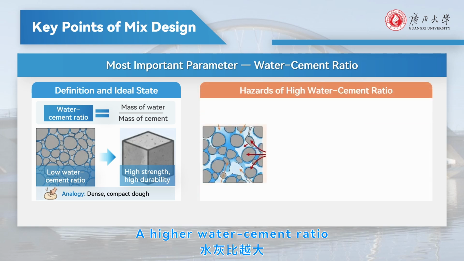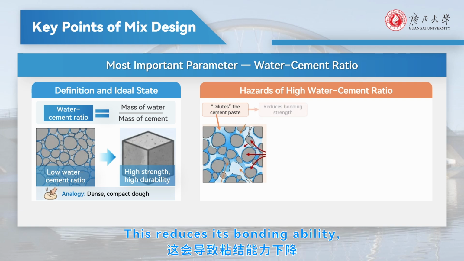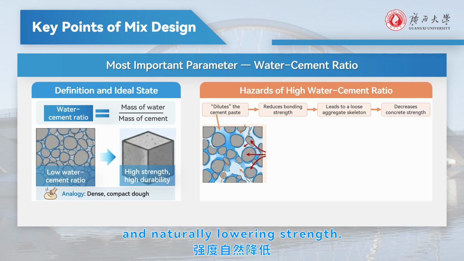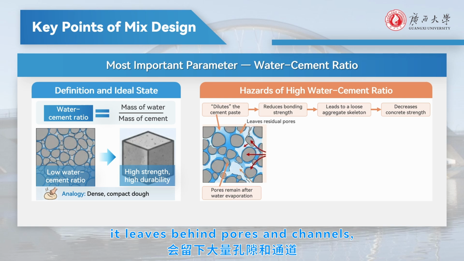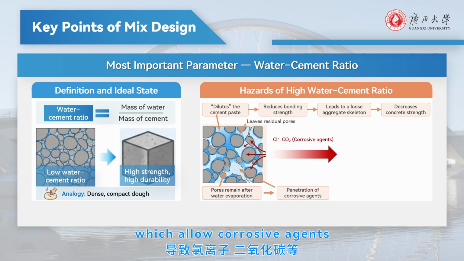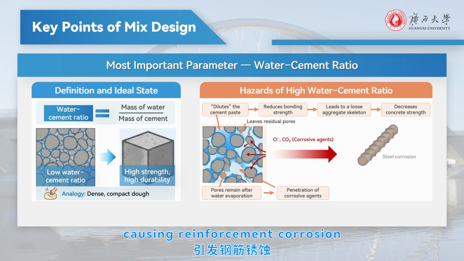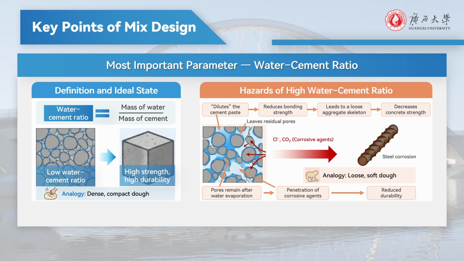A higher water-cement ratio means the cement paste is more diluted. This reduces its bonding ability, making the concrete skeleton less dense and naturally lowering strength. At the same time, when the excess water evaporates, it leaves behind pores and channels, which allow corrosive agents like chloride ions and carbon dioxide to penetrate, causing reinforcement corrosion and significantly reducing durability.